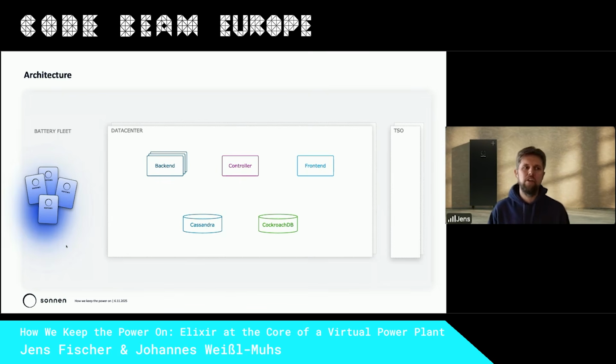We have parts of the controller in Rust, but the whole rest of the system, backend and front ends, all the different services we're not mentioning. All of this, and this makes up the majority of the system. All of this is written in Elixir.